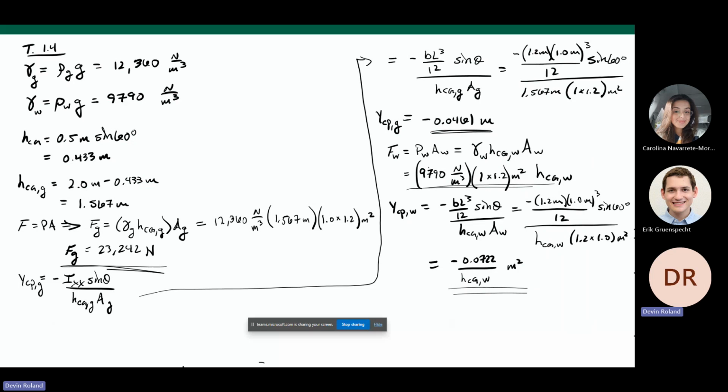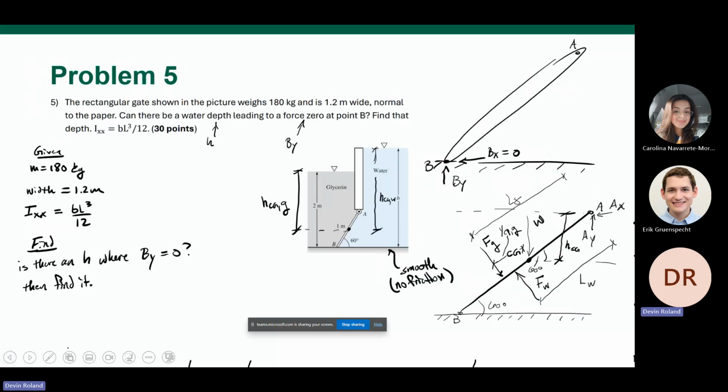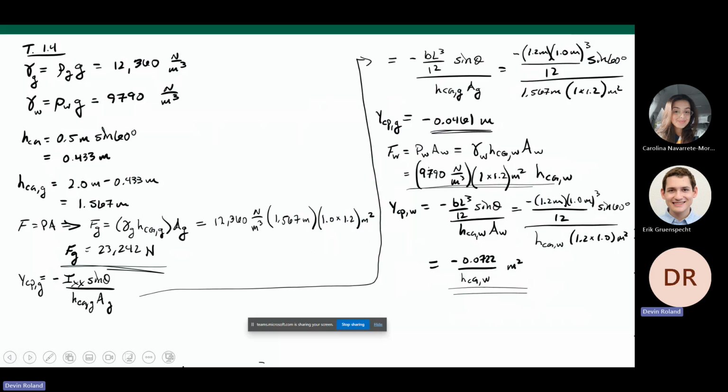And so now that we know what these forces are and where they are, we need to do a moment balance. I'm going to switch pages. We're going to sum the moments around A and set that equal to 0. If you look at the picture, the force of glycerin, using the right-hand rule, is going to give you a positive moment. The force of water will be a negative moment, and the weight will end up giving you a positive moment. So we have those three forces in this balance.